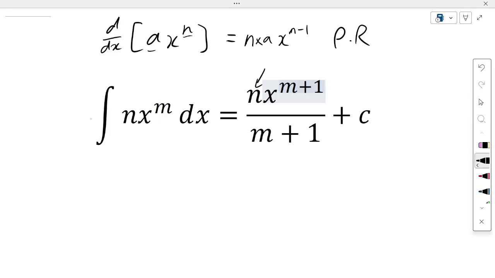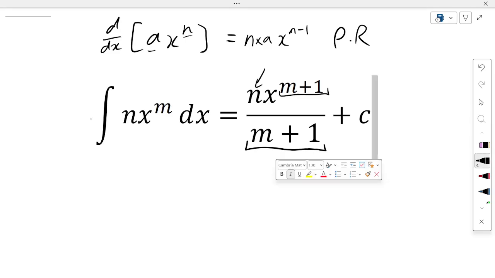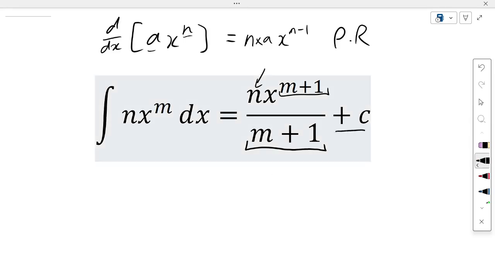And then also for that to work, we also need to divide the whole term here by m plus 1. Basically, this is exactly the same as the exponent. So let's use this. Also, I almost missed this, by the way. For some reason, students keep forgetting this. Plus c. Now, c, let's just take note of this, right?